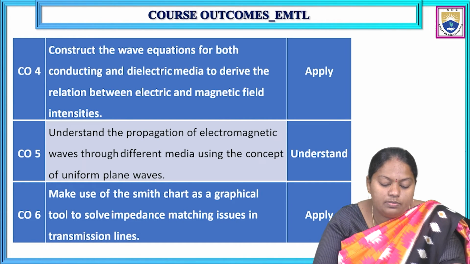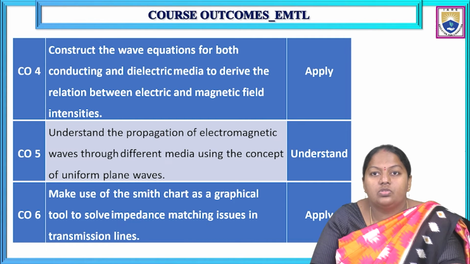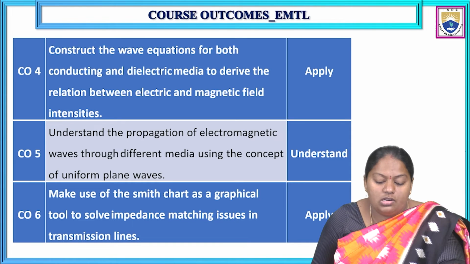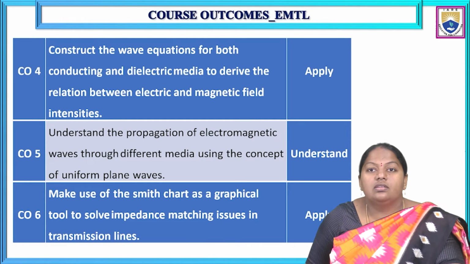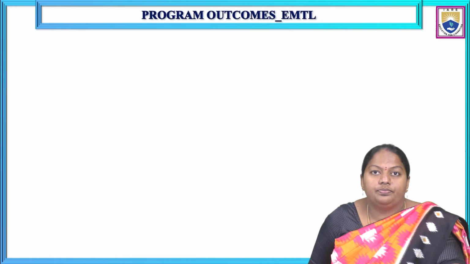Next, CO6 is make use of the Smith chart as a graphical tool to solve impedance matching issues in transmission lines. So this is for transmission lines, and to find reflection coefficient and standing wave ratios with the help of graphs, we use the chart called the Smith chart. With this, the impedance matching issues involved in transmission lines are evaluated. So we have to apply some formulas and all. Then we consider Bloom's level here as the apply level.